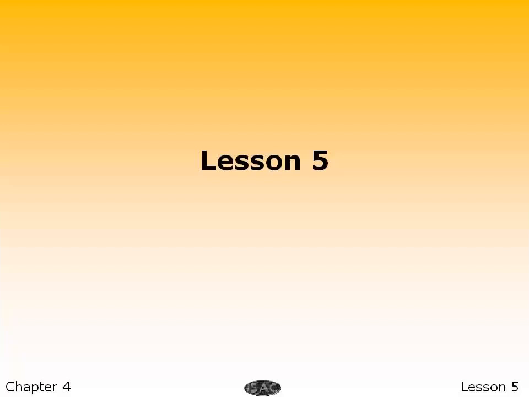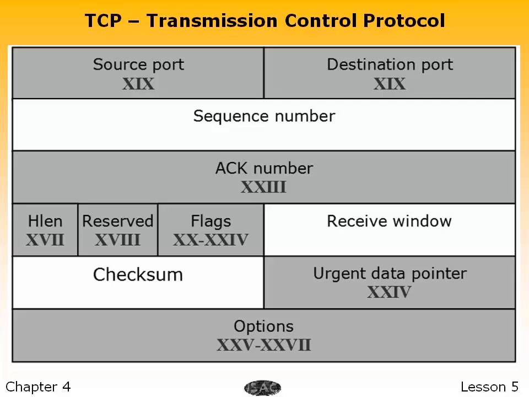Now let's have a look how the connection establishment occurs. To establish a connection, TCP uses a three-way handshake. Before a client attempts to connect, the server must first bind to and listen at the port to open it up for connections. This is called a passive open.